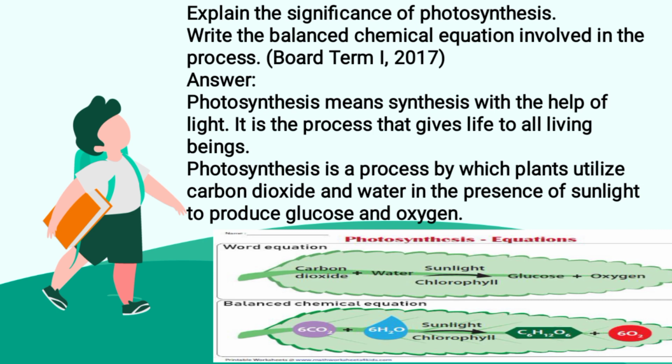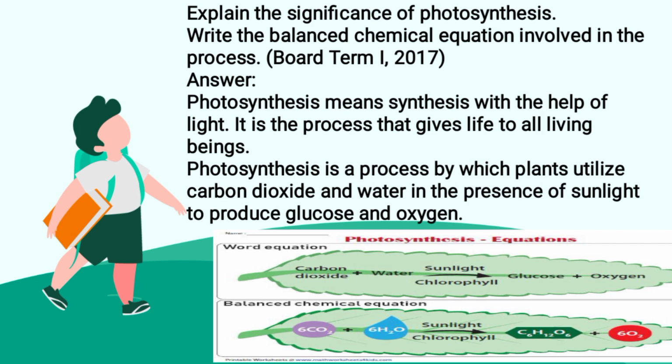Explain the significance of photosynthesis. Write the balanced chemical equation involved in the process. Photosynthesis means synthesis with the help of light. It is a process that gives life to all living beings. Photosynthesis is a process by which plants utilize carbon dioxide and water in the presence of sunlight to produce glucose and oxygen. So remember here, photosynthesis is very important.